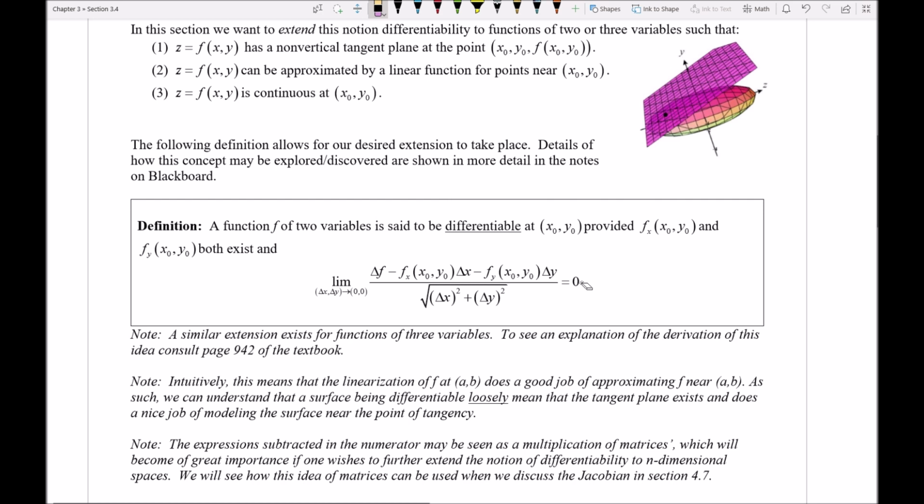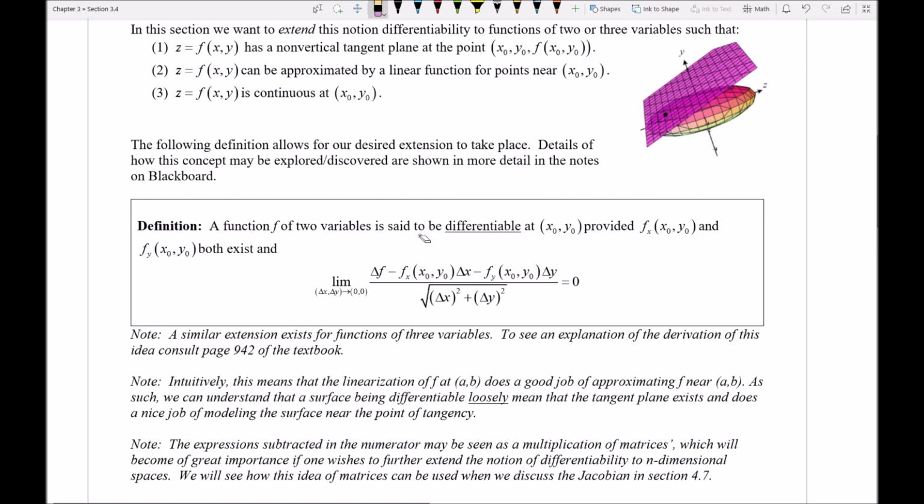I include this limit in here really just for the shock factor of it. We're never going to be dealing with differentiability of a surface by calculating or dealing with this limit really at all. This is the actual or a part of the actual definition for differentiability, but instead we're going to in our class be taking a more intuitive approach. We're going to again be looking at surfaces and trying to understand if these three conditions appear to be applying to it. And that's kind of what I state down here.